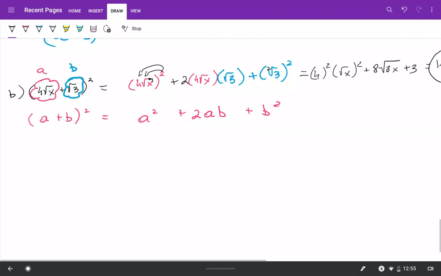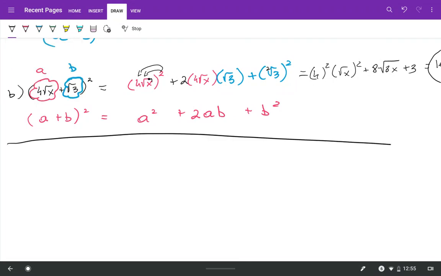And here we have 2 more objectives to cover in this section. Next one, I will talk about multiplying conjugate radical expressions. So it's a nice shortcut.